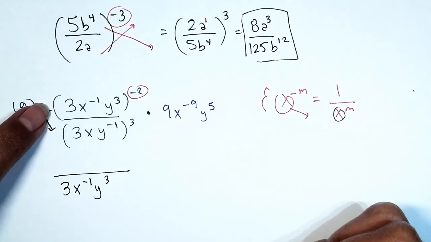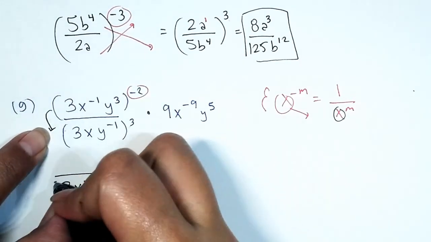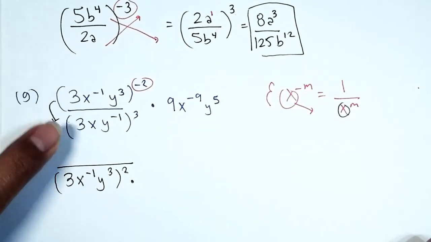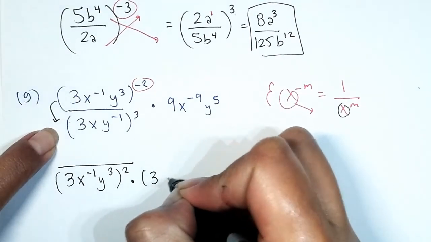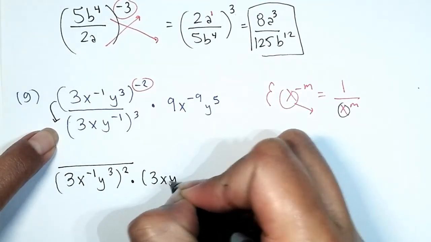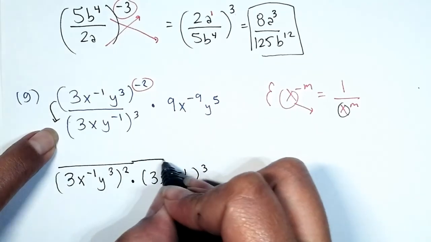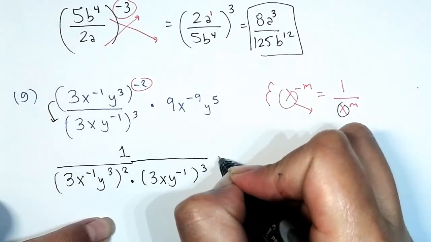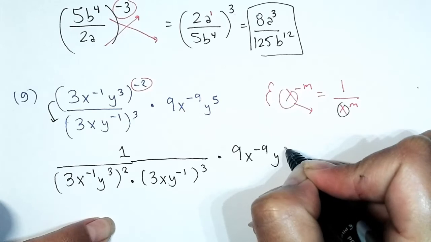Now that we move the base to the other side, now we can safely raise it to a positive power. Times what? Well, we already have something in the denominator. Times 3 times x times y to the negative first raised to the third power. Let's go ahead, put a 1 in the numerator. Times 9x to the negative 9 y to the fifth.